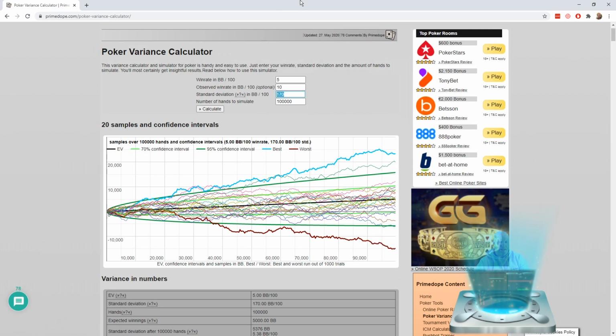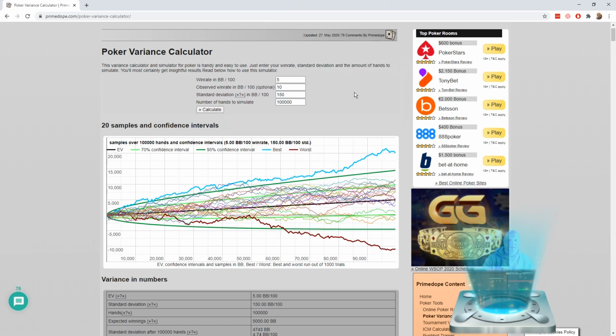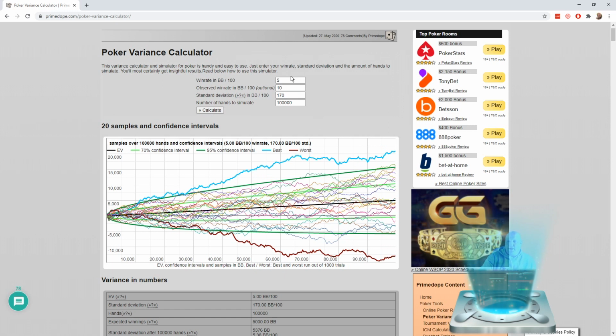All right, if we lower the standard deviation a little, if you think I'm just being overdramatic, we drop to 150. Well, the poor bastard is still losing 110 buy-ins, and the lucky pro is winning 200 buy-ins. So, yeah. Sucks to be the dark red guy.